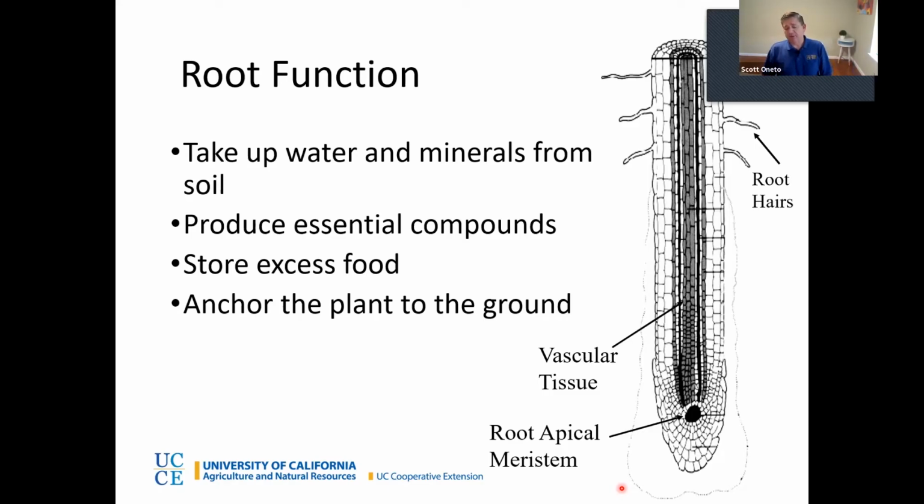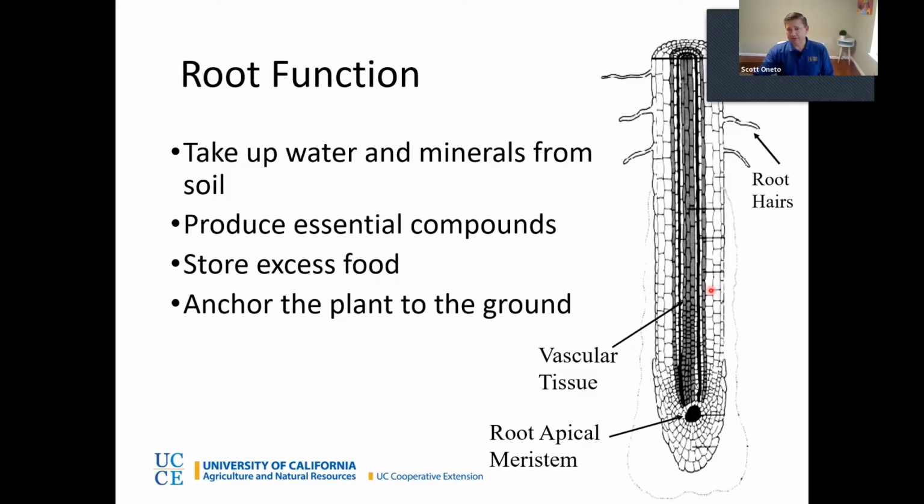All of these are pretty self-explanatory in terms of the functions of the root. We talked earlier about some of their main functions, of course, taking up water from the soil, but also minerals from the soil. There are some essential compounds that we'll talk about a little bit later on. And we also talked about how they're often used for storing excess food. So those carbohydrates can often be stored in the roots for later growth and development. And then of course, they're the anchor. They're holding that plant often to the ground. So whether it's in a pot or in soil, they're basically holding that plant secure.